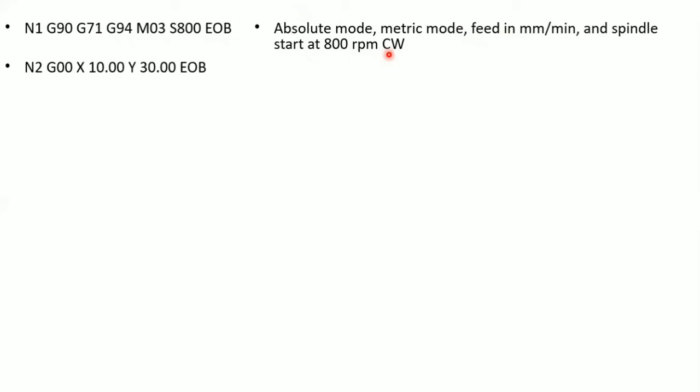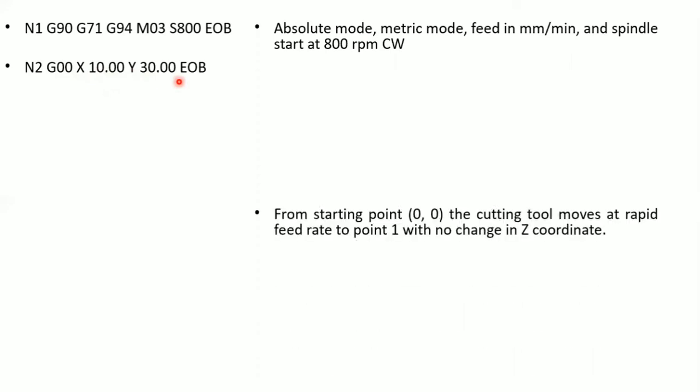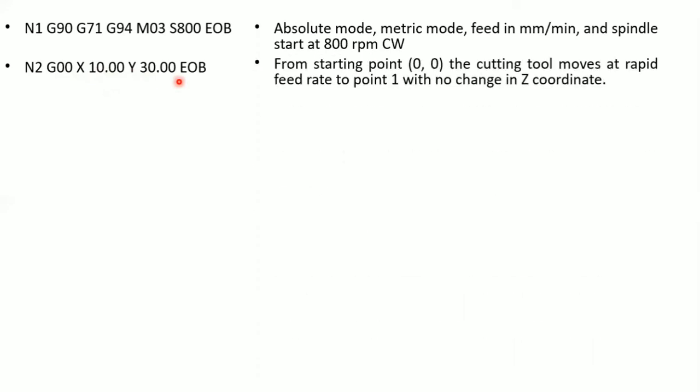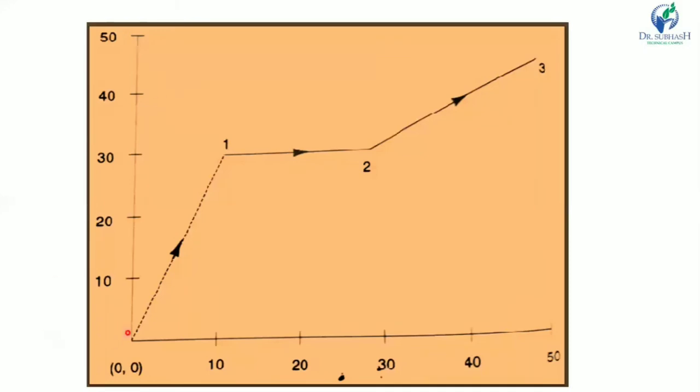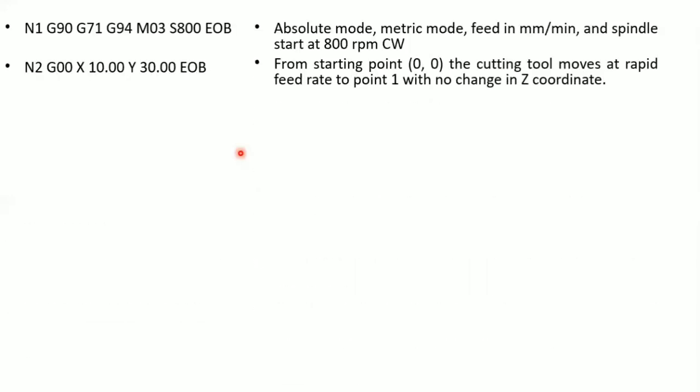Then the next one is N2, G00, which means rapid traverse. Rapid traverse X10, Y30, end of block. So what does it mean? From the starting point 0,0, the cutting tool moves at rapid feed rate to point 1. Here you can see the cutting tool rapidly travels to this point 1, with no change in Z coordinate. The Z coordinate is written here, so no change in Z coordinate.